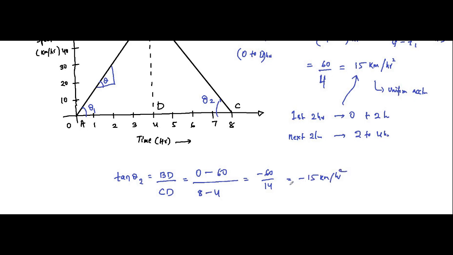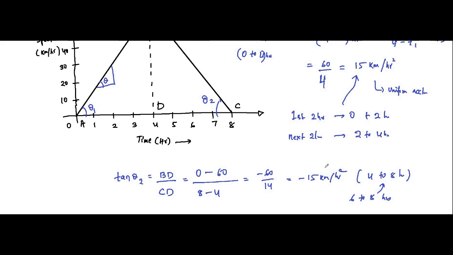So we have determined the acceleration in the first 2 hours, the next 2 hours, and the last 2 hours. This is for 4 to 8 hours, this whole duration. So 6 to 8, the last 2 hours, is included in it: minus 15 kilometer per hour square.